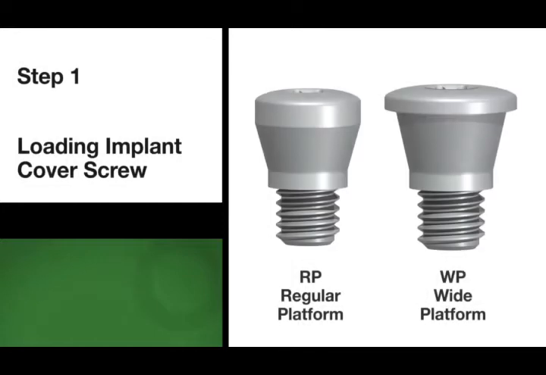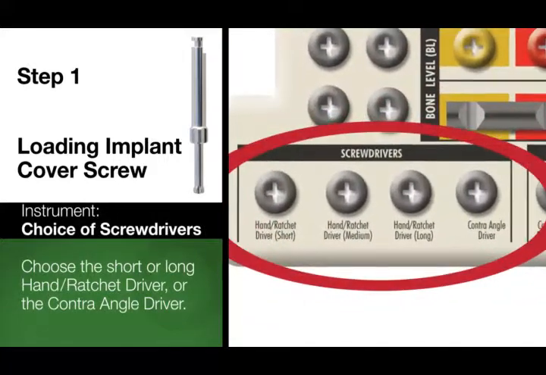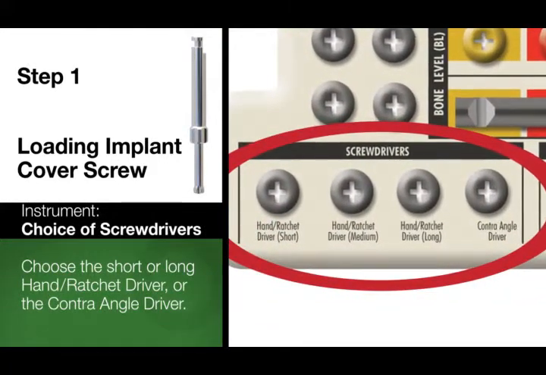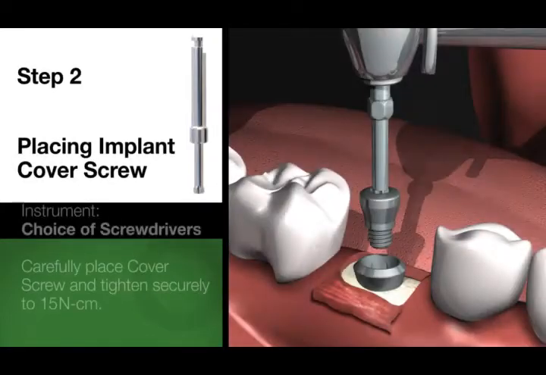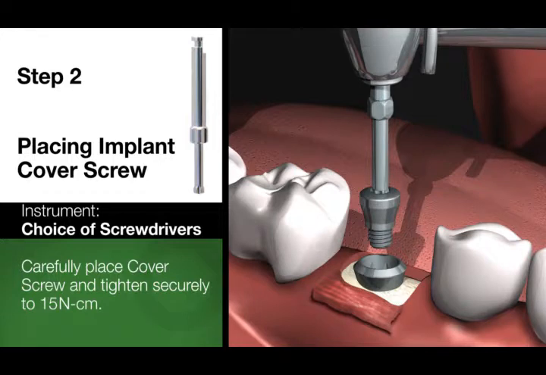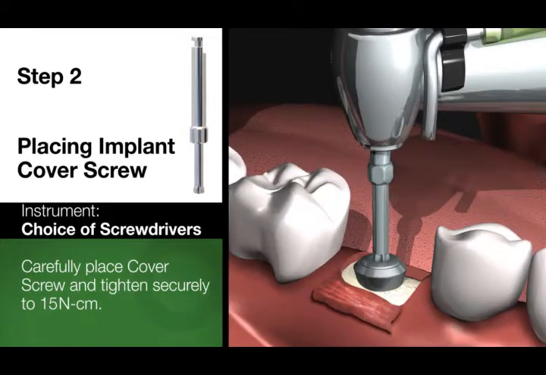Infinity OCTAGON single-stage healing preparation. Step 1. Loading the implant cover screw. Choose one of the 4 OCTAGON screwdrivers included in your surgical kit. You can find them in the bottom left side of the tray. Step 2. Placing the implant cover screw. Engage the screwdriver with the top of your cover screw and screw into the top of the implant using the recommended torque of 15 Newton-centimeters.